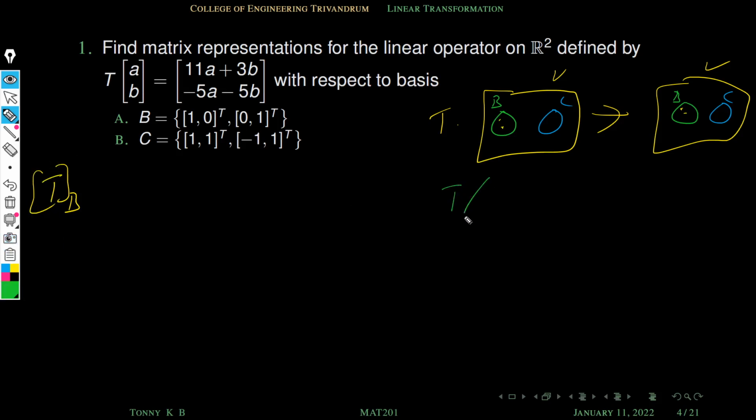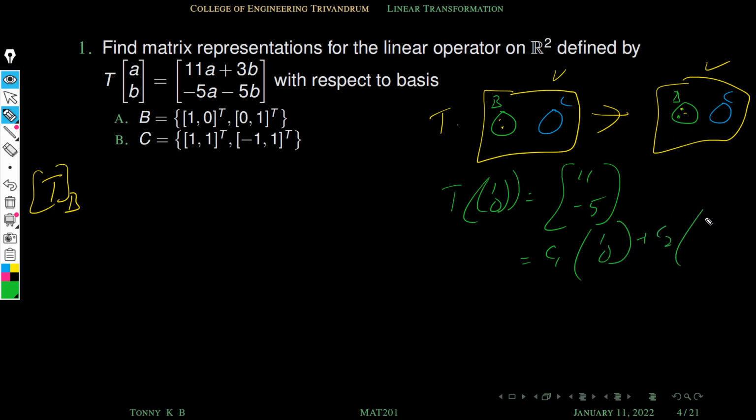So we have to first consider the first vector. What is T of (1, 0)? By definition, T of (1, 0) is nothing but (11, minus 5), right? Next we have to find the coordinates of this image with respect to B. That means we can write this as some C1 times (1, 0), that is our base element in B, plus some C2 times (0, 1), right? And it is clear that C1 equals 11 and C2 equals minus 5.